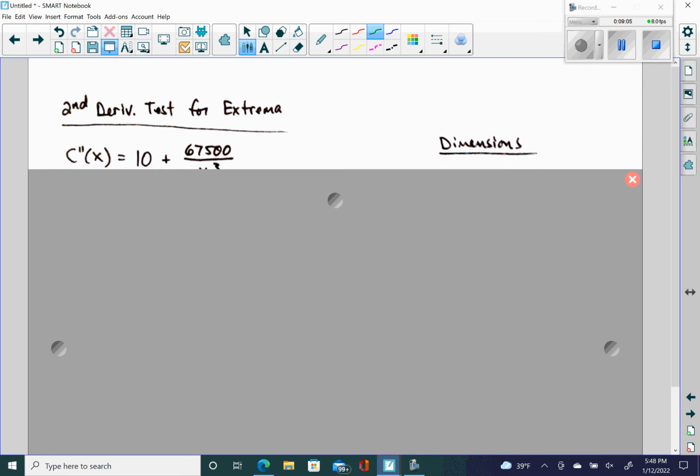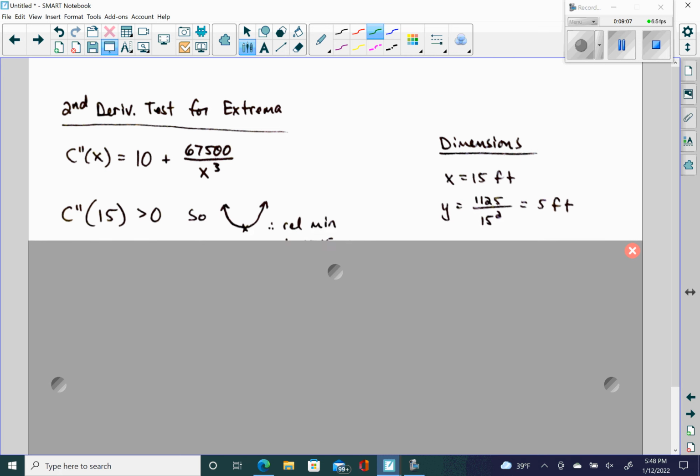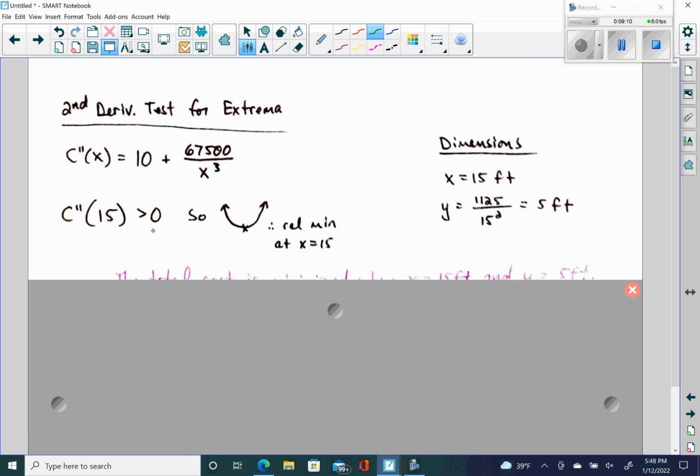And again, we use a second derivative test for extrema. So here's our second derivative. When we evaluate it when x is 15, it's a positive number, so we're concave up around x equals 15. Therefore, we have a relative minimum at x equals 15. Our dimensions then, x would be 15, y is 1125 over 15 squared, which turns out to be 5 feet.